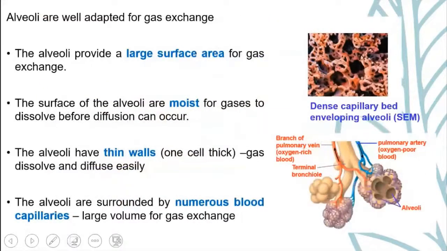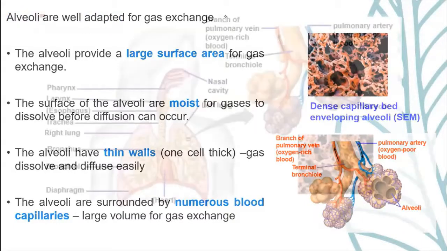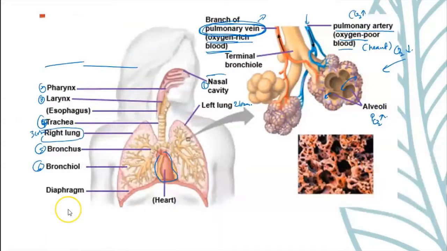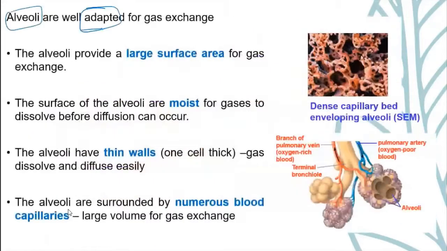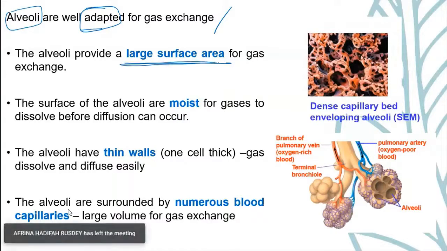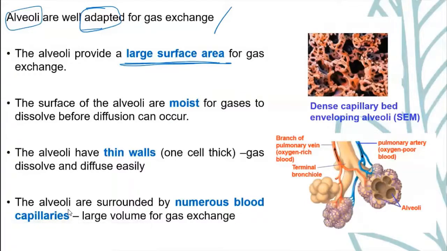So these are the characteristics or adaptations of alveoli. You can slash here, characteristics. These are characteristics of alveoli that allow the alveoli to be involved in gas exchange. One of the characteristics of alveoli is that it has a large surface area for gas exchange.